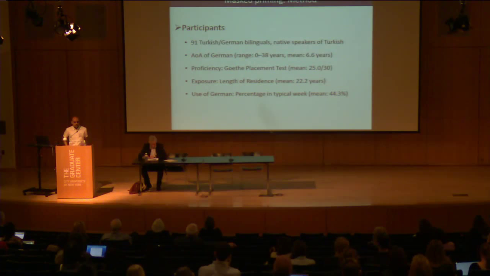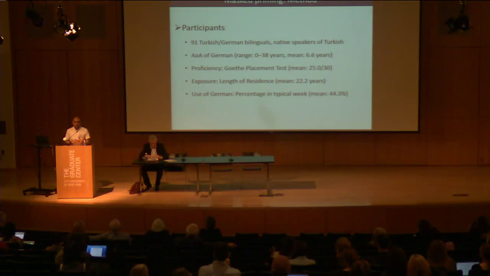Participants in our experiment were 91 Turkish-German bilinguals drawn from this community in Berlin, all native speakers of Turkish, but they all started learning German later in life, some of them at birth, so they are simultaneous bilinguals, learning both Turkish and German from birth, but others acquired German later in life. And we have a very wide range to test for age of acquisition effects from birth up until the age of 38.